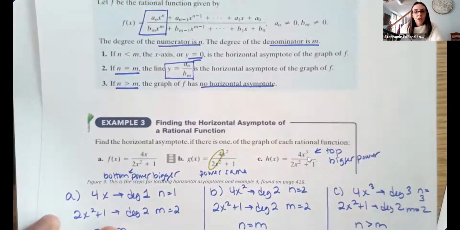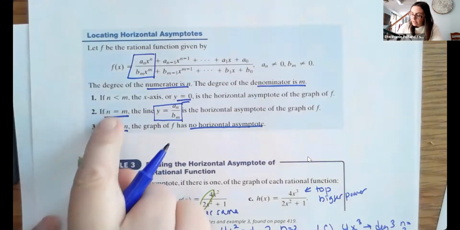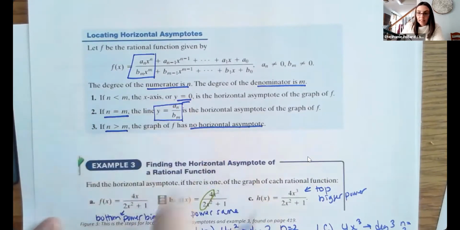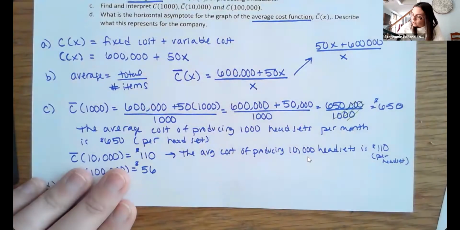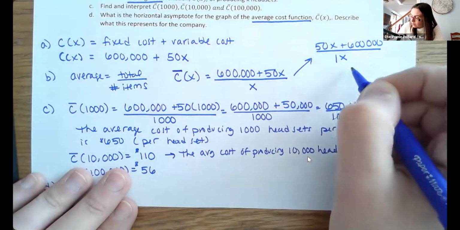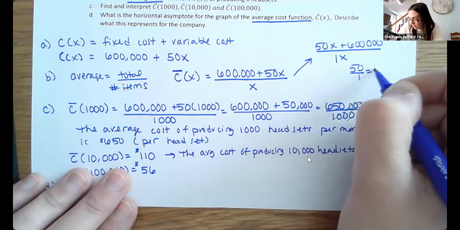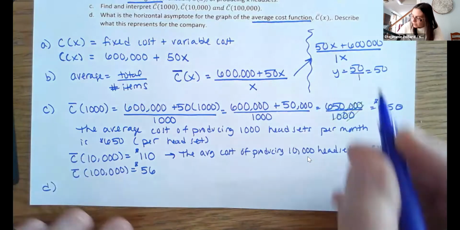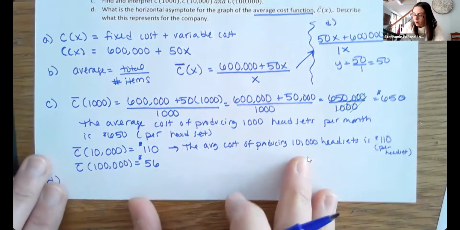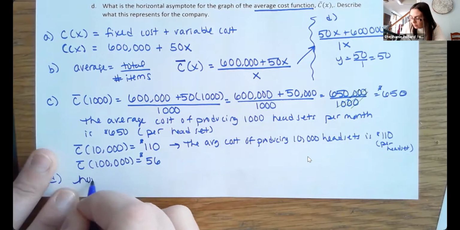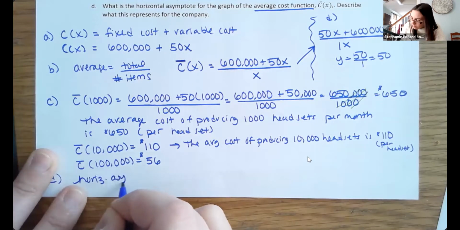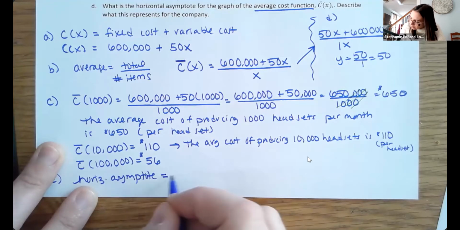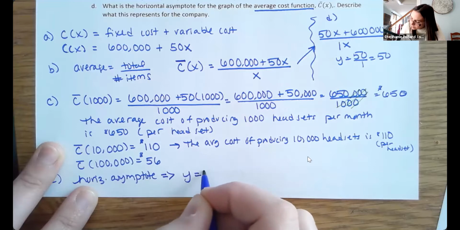If you go back to your little cheat sheet for horizontal asymptotes, when you have the same powers, then the horizontal asymptote is the ratio of the leading coefficients. So our ratio here would be 50 to 1, which is 50. So this is for part D here. Our horizontal asymptote is equal to 50, y equals 50.